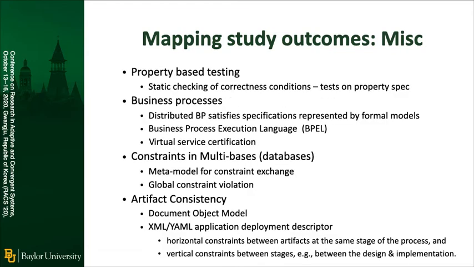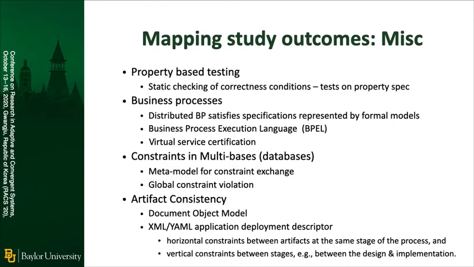The other directions: property-based testing, so static checking on correctness. They were testing that some property of the system is satisfied and would generate automated tests. A rather larger field was business processes, and these were building on top of distributed business processes. They would be using specifications for those business processes, typically described in some high-level language, like BPEL or some WSDL. And one influential work we identified was composing multiple services together and certifying them without even testing, and that certification would state that these will be compatible to work together.